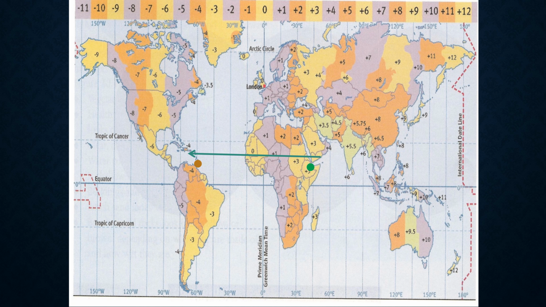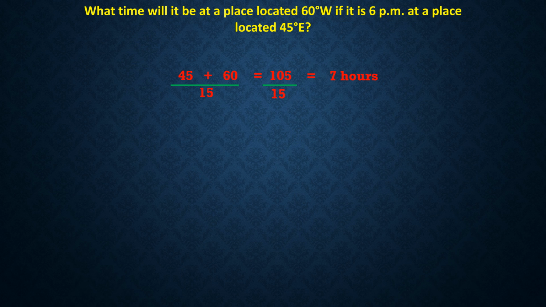All right, so there we have our chart showing that 60 degrees west is west of 45 degrees east. Good. So now we do the calculation a little further. So we say 6 p.m., which is the time, is going to subtract our 7 hours. So we say 6 minus 7, which should equal 11 a.m.